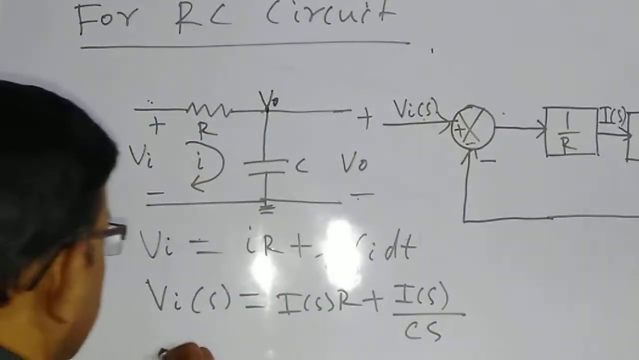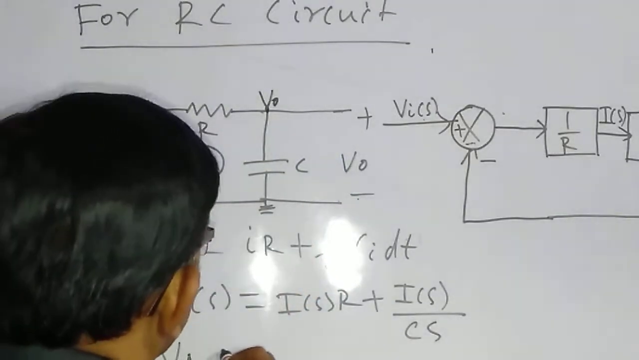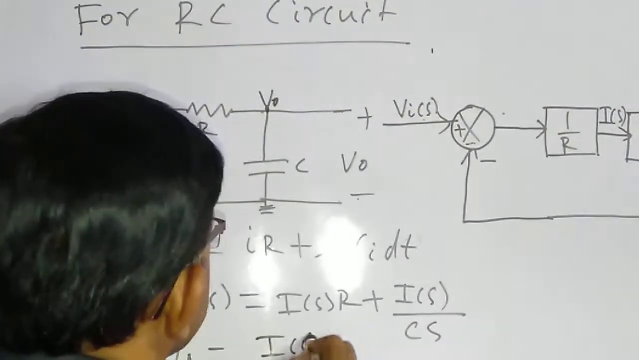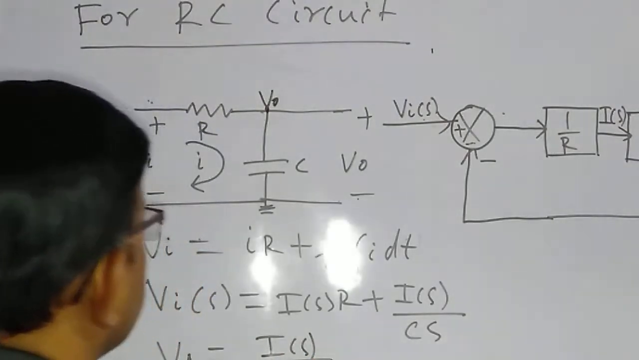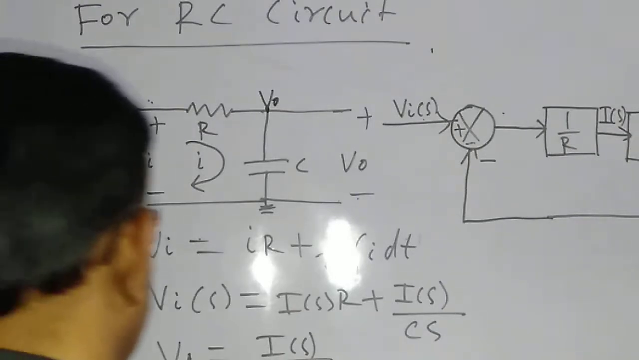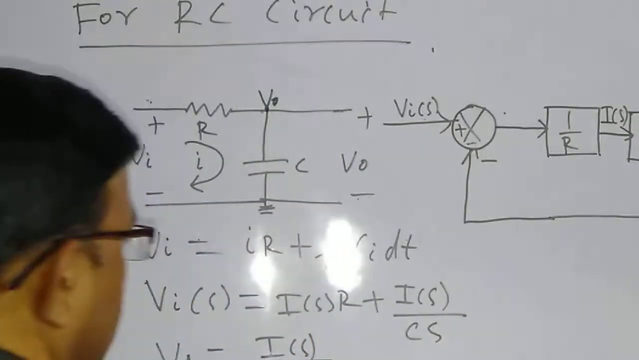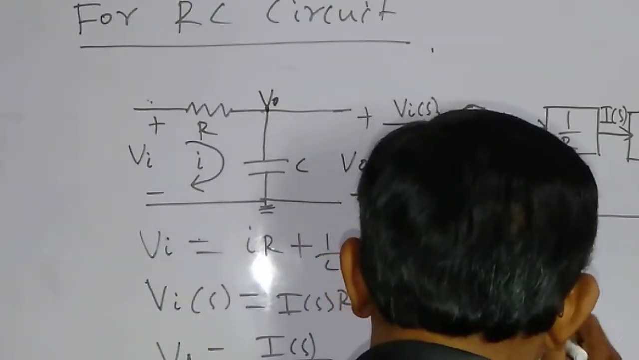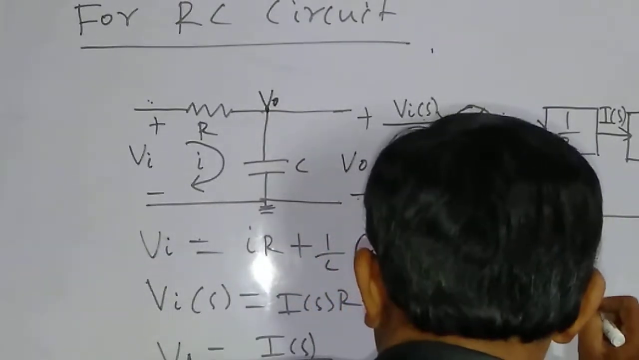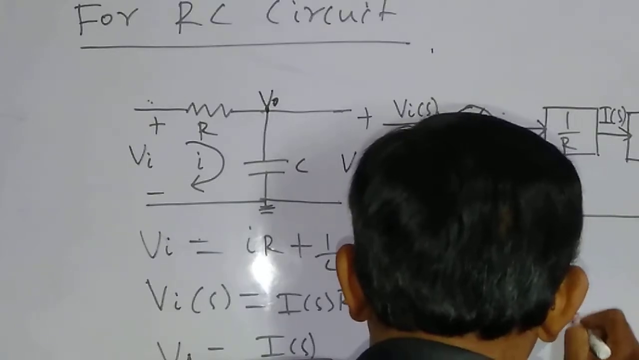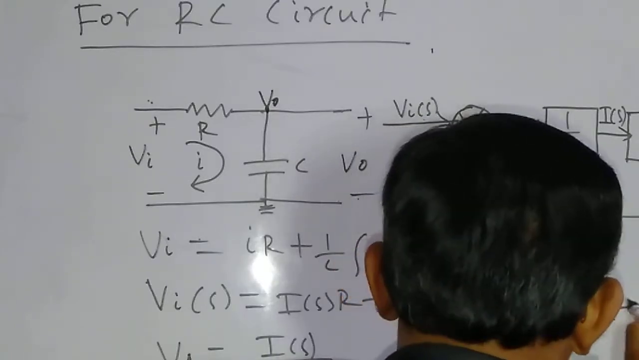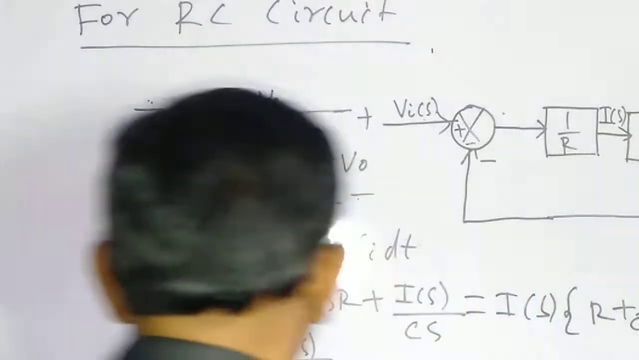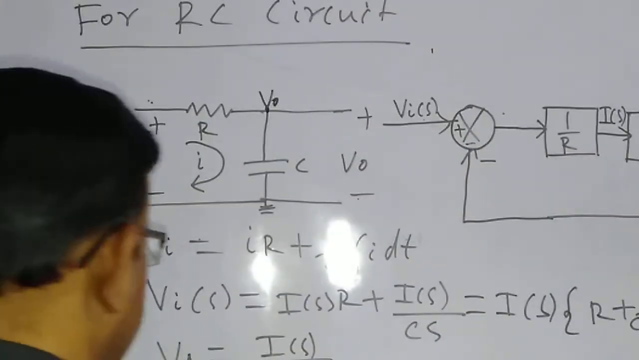So now you can calculate what is V naught. V naught is equal to I(s) by Cs. So now directly we can calculate. Here we can take common I(s), then this will be R plus 1 by Cs. So this is V naught of s.